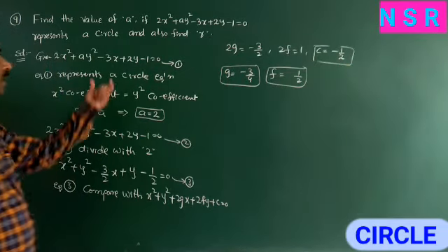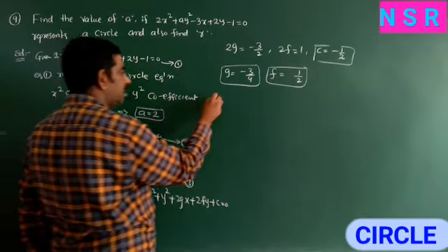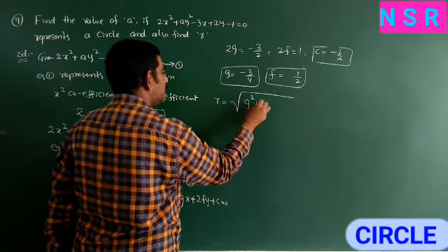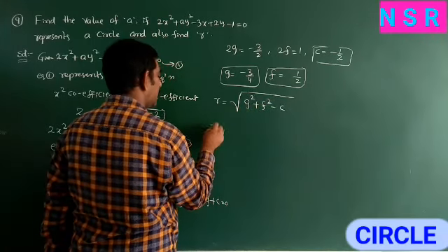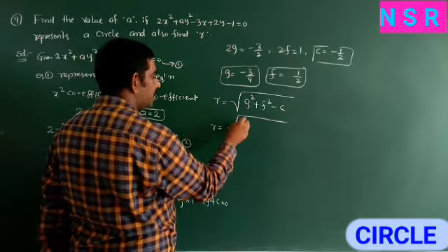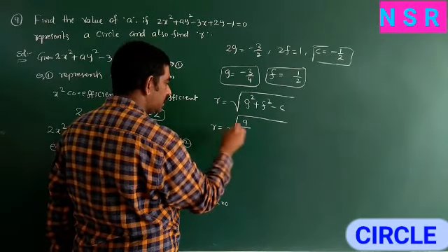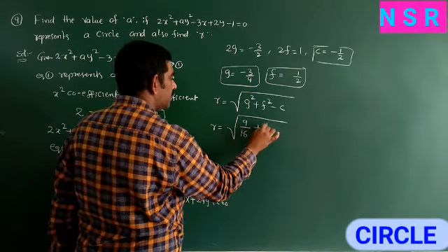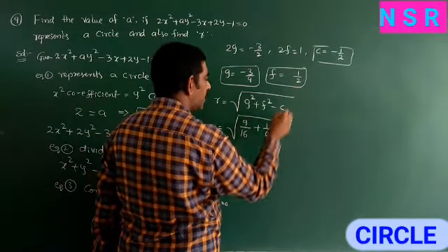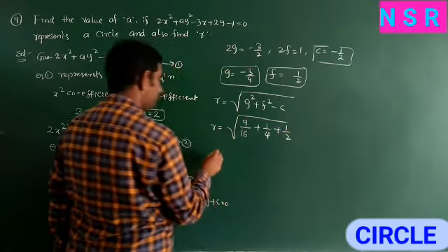Now here find radius. So no need to find here center of the circle. Now we know the formula radius, root of g square plus f square minus c. So under root of g square, minus 3 by 4 whole square is 9 by 16, plus f square, 1 by 2 whole square, 1 by 4, minus of c, minus of minus 1 by 2, plus 1 by 2.